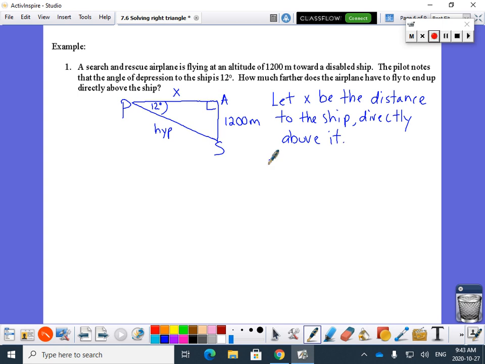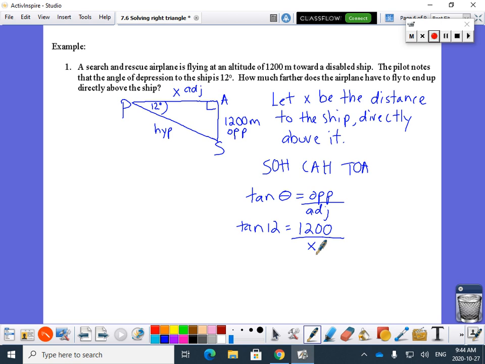So if we did SOHCAHTOA, can you guys tell me which one we're going to use? We have this, which you guys told me that was opposite, and we need X, which is adjacent. So we have O and we need A, so that's going to be tan. Okay, so tan theta equals opposite over adjacent. Well, we have theta, which is, what's our theta for this question? We have an angle, 12 degrees, so tan 12 equals opposite is 1200, and we'll put X down for adjacent.